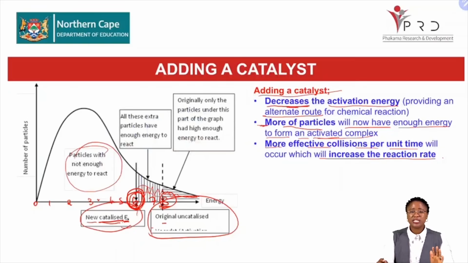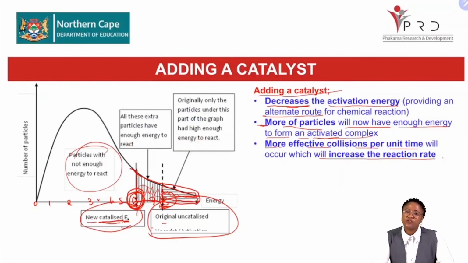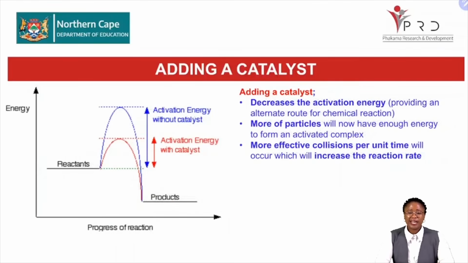What is important is the shaded area. You look at the shaded area, you see how many, which one indicates which one has more particles. As you can see, this part is only small, but when you compare all of that, this one is bigger. That's why we say the catalyzed route is the one that is going to make the rate of reaction to be faster.